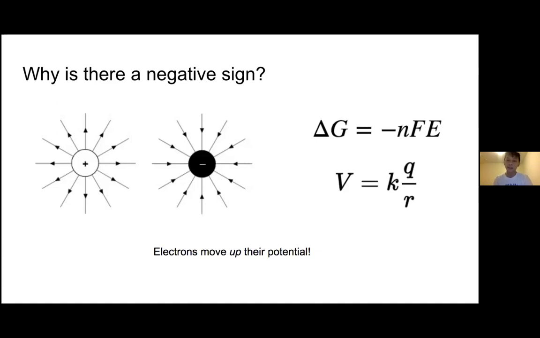Now let's look at the case where we have a negative source charge. If I have a negative source charge, the potential everywhere is negative.